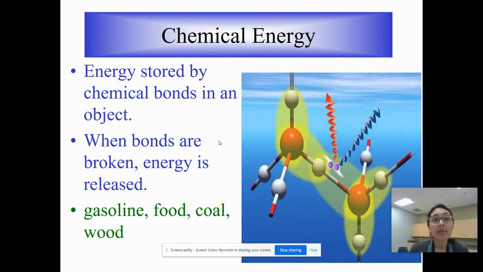Okay, and then chemical energy is energy stored, so that means it's potential energy, by chemical bonds in an object. So like food, gasoline, wood, fire, those things are chemical energy because those chemical bonds within those are storing energy, and then again, once you break them, it creates more energy.